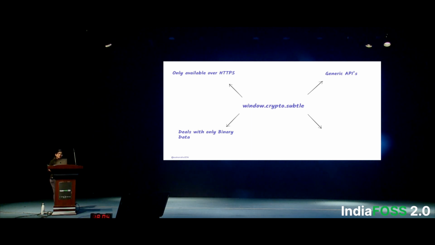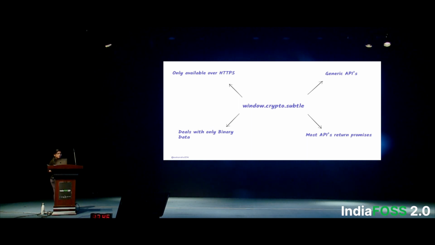It deals with binary data, which means that the input and the output for all these APIs will always be binary data. And the API returns promises, so we are going to use async await a lot as well. So that's a quick overview of web crypto APIs.